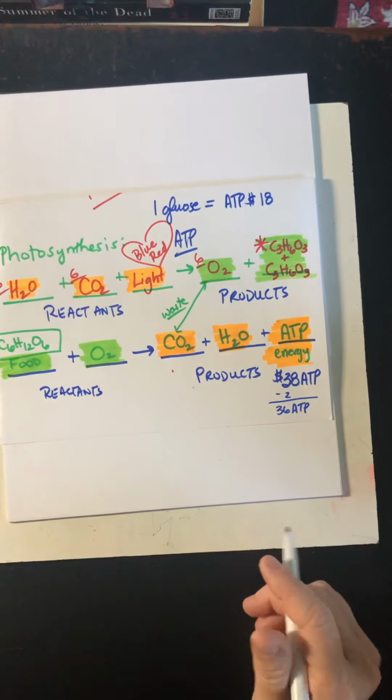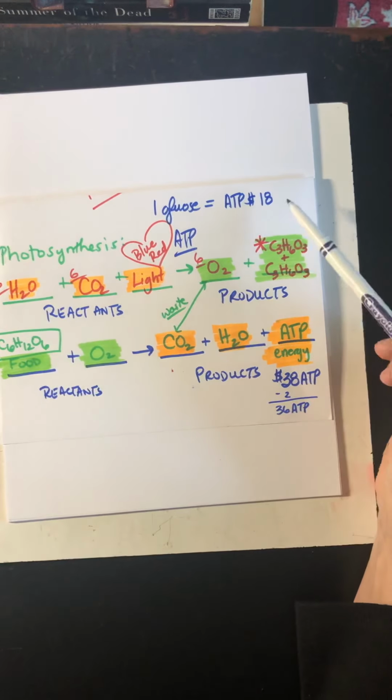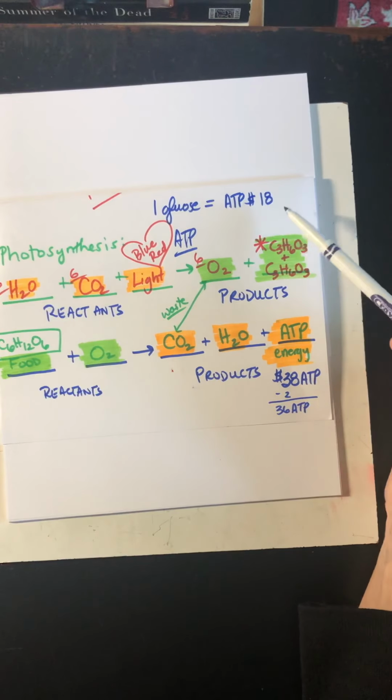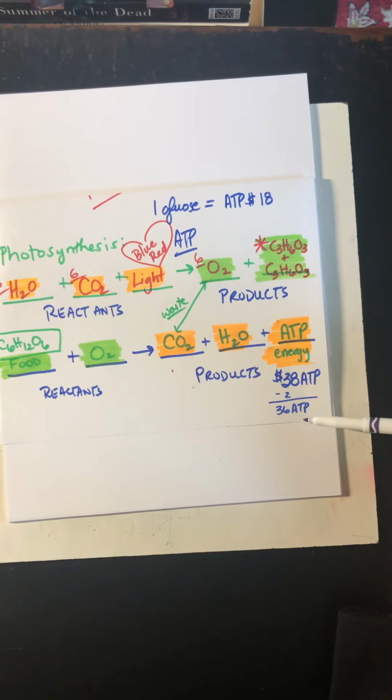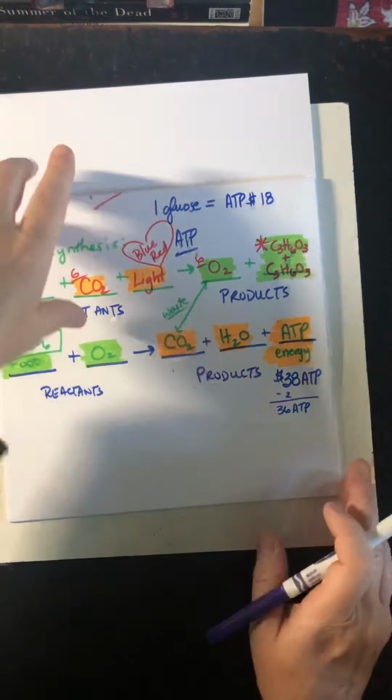But for 18, that's like a very awesome return on your investment. If it costs you $18 to make a product and then you can sell it for $36, that's a win, okay? You're making money all day long. So plants are the best business people on the planet. They know what they're doing here.